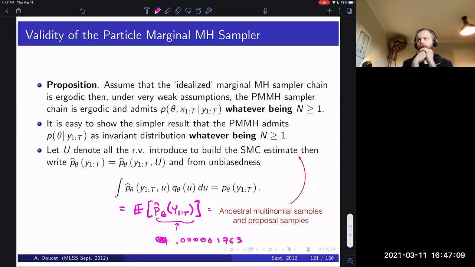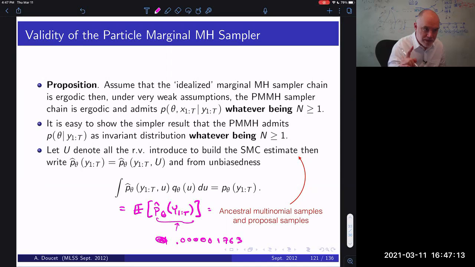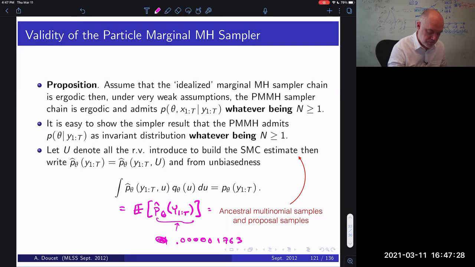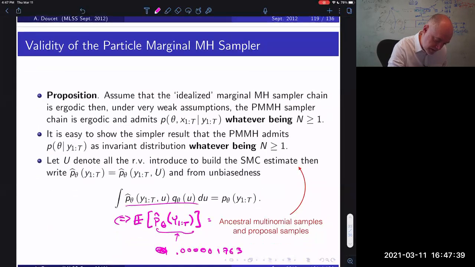So it's the distribution over the normalizing constants that arises from different runs of sequential Monte Carlo. Okay. This statement is the same as the unbiasedness. This is exactly the same statement.